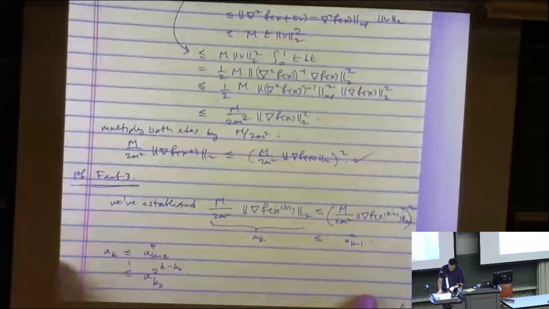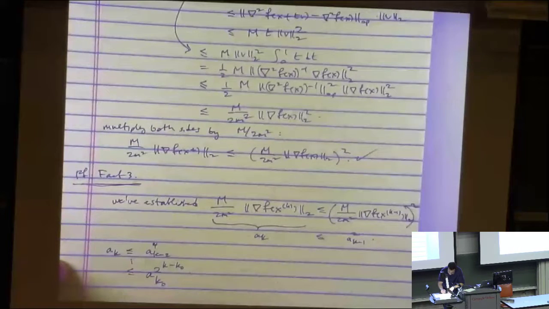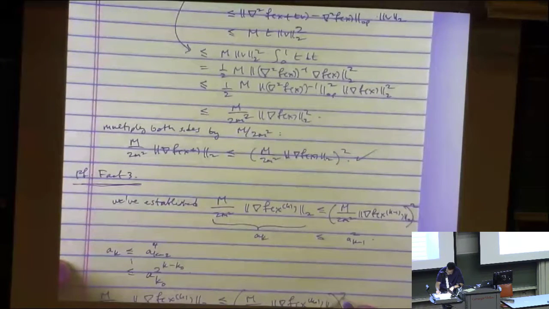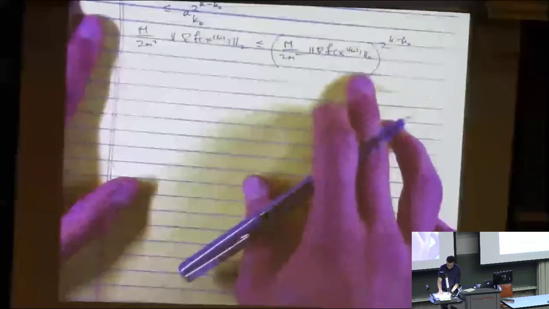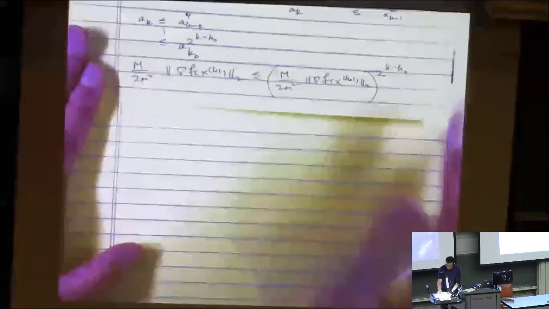And let's plug back in for what these quantities mean. We get m over 2m squared times the gradient of f at iteration k is less than or equal to m over 2m squared times the gradient of f at iteration k0, to the power of 2 to the k minus k0. Okay, but what do we know about iteration k0? At iteration k0 was when these gradients started to become small. That was somehow what determined this new phase.